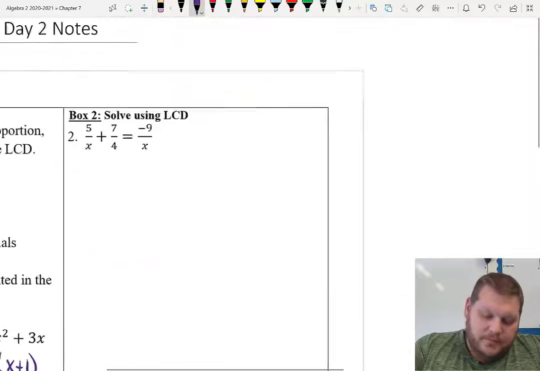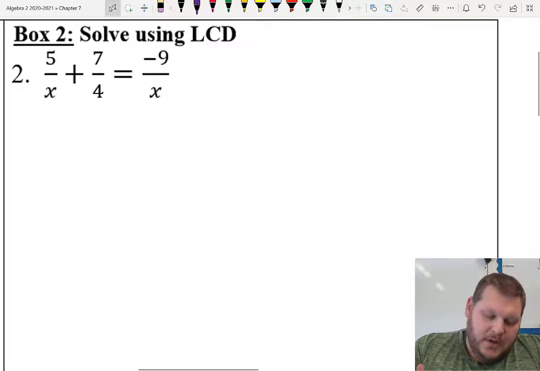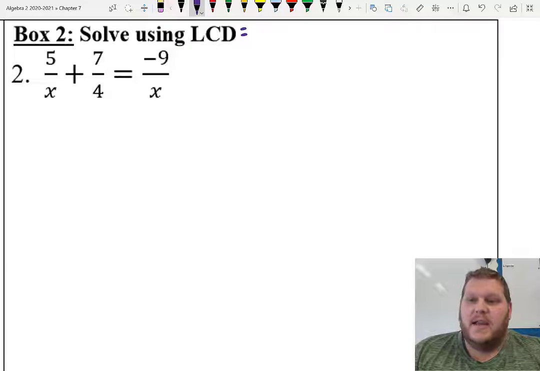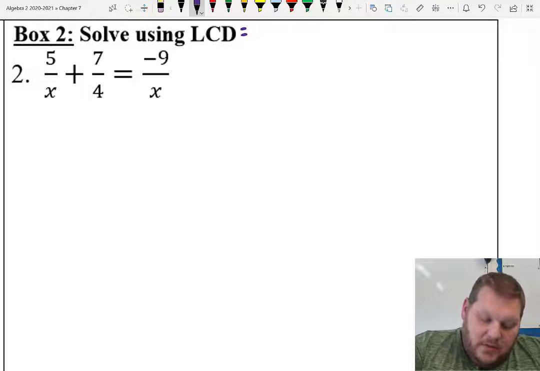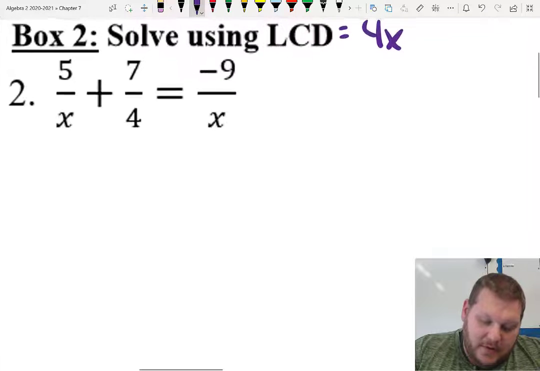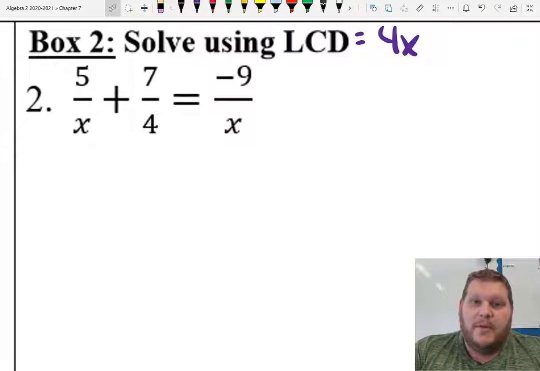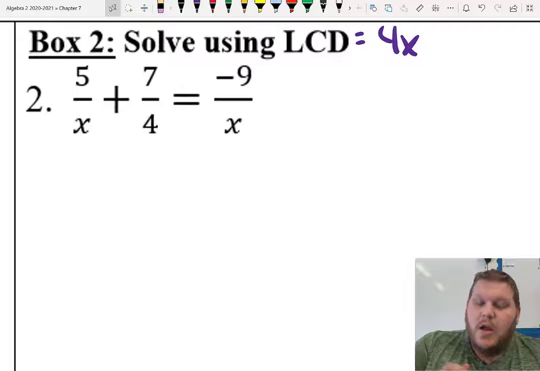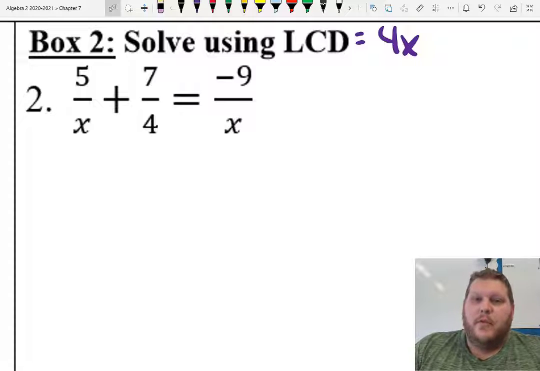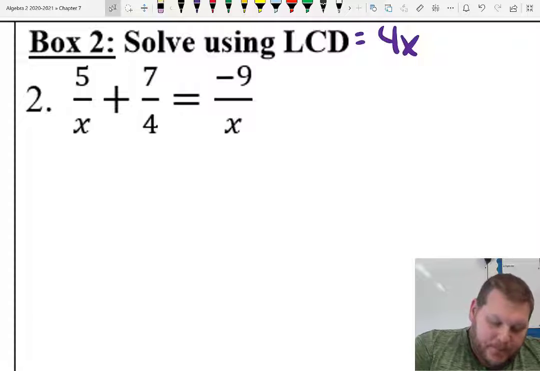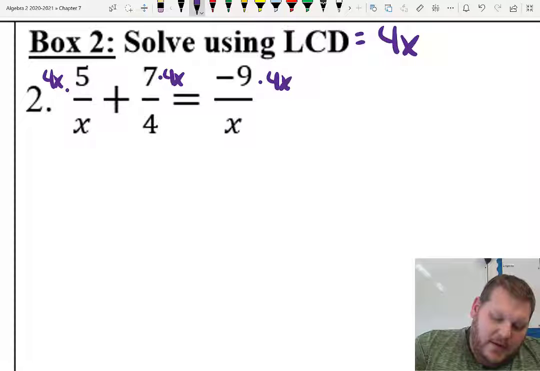So hopping over here into box 2, actually using one of those. My LCD of this entire equation, I have x, I have 4, and I have x. So nice and easy to start us off here. 4x is that LCD. So I'm going to multiply all three of my terms by 4x, because that's my common denominator. That's going to make everything cancel out. So all three of these terms get multiplied by 4x.